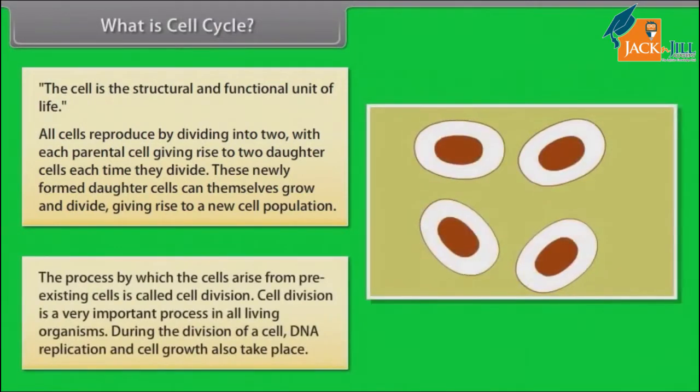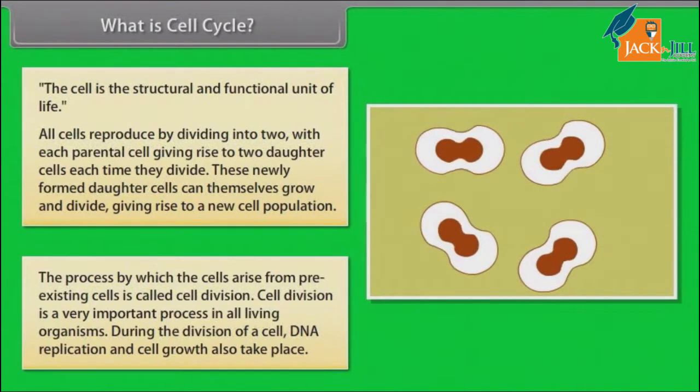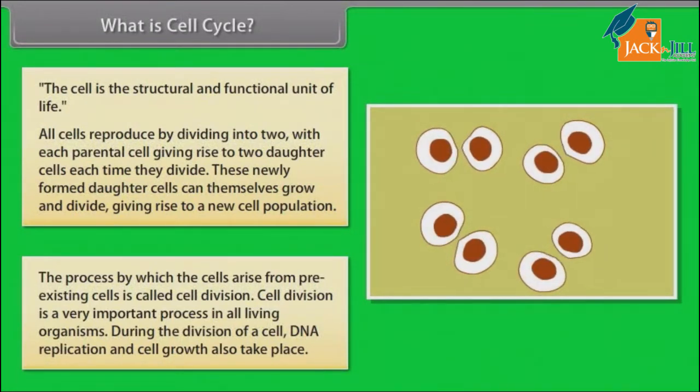The process by which the cells arise from pre-existing cells is called cell division. Actually, it is a very important process and found in all living organisms. During the division of a cell, DNA replication and cell growth also take place. Now let us know cell cycle.